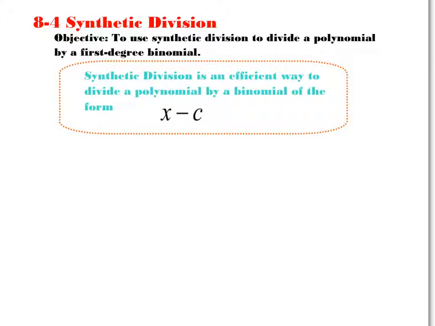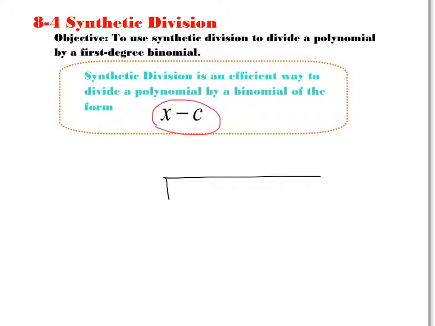Lesson 8.4 is about synthetic division. In this case, we're going to use what's called synthetic division to divide a polynomial by a first degree binomial. Synthetic division is a way to do polynomial long division very quickly, but it only works in specific cases, and that's what it says here. Only when we're going to divide a polynomial by a binomial of the form x minus c.